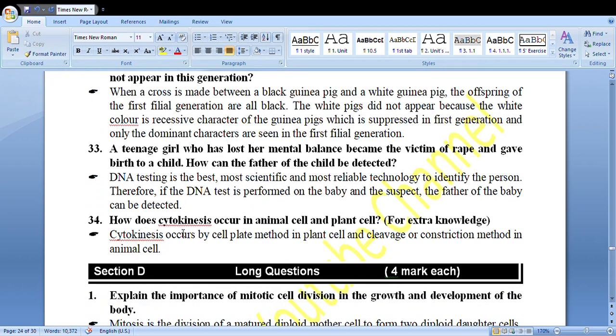How does cytokinesis occur in animal cell and plant cell? For extra knowledge, cytokinesis occurs by the cell plate method in plant cells, whereas by the cleavage or constriction method in animal cells. The constriction or furrow method is also what it is called.